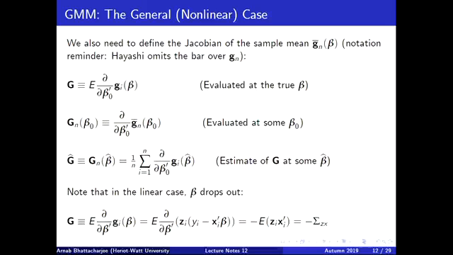So where is the complication? Well, the complication is in the fact that when we had the linear case, this beta basically dropped out. Why did it drop out? Because the moment conditions were linear, so there was no beta staying on here. That was the simplification that we had earlier, which we are no longer going to have here.